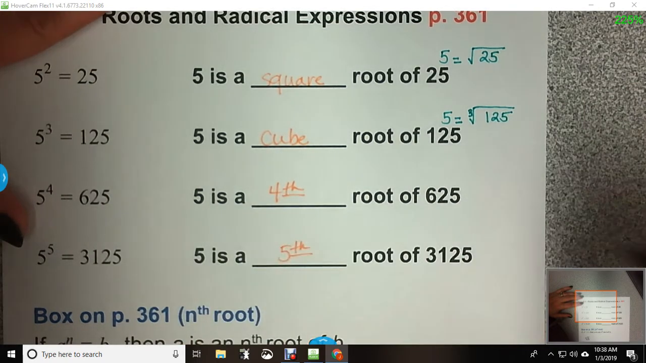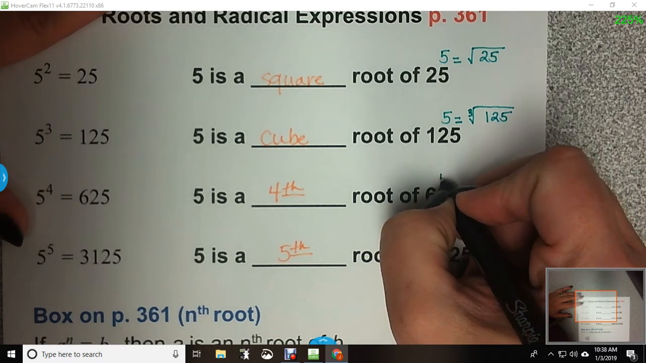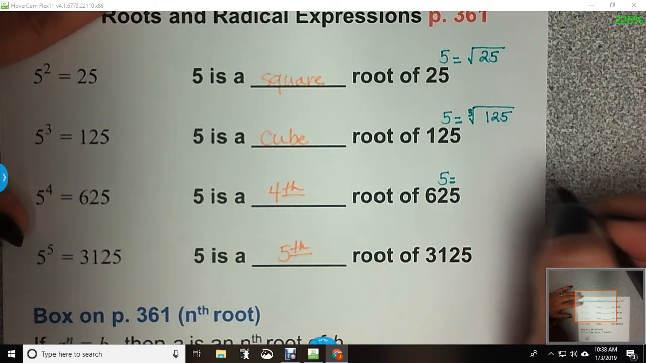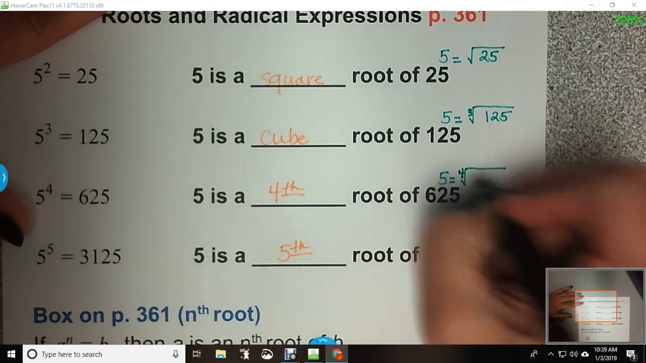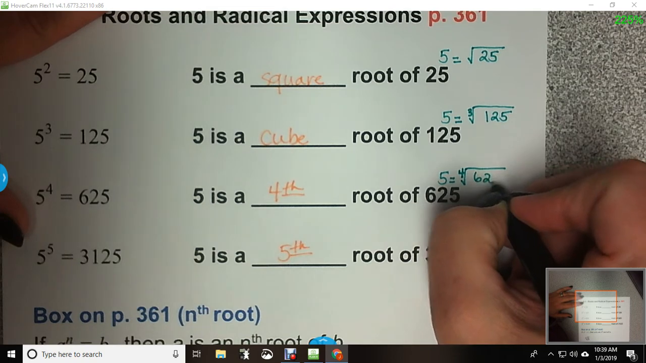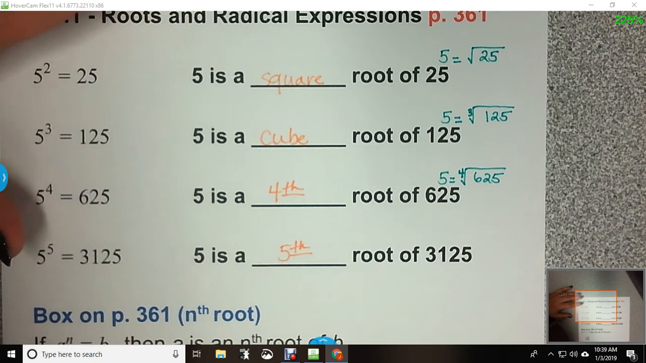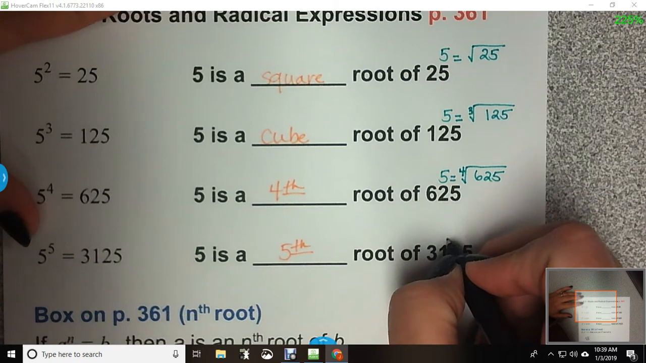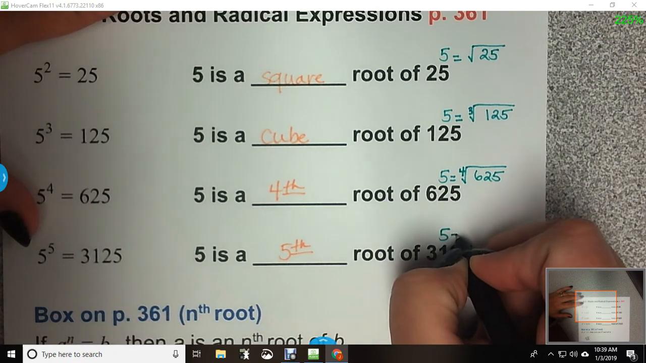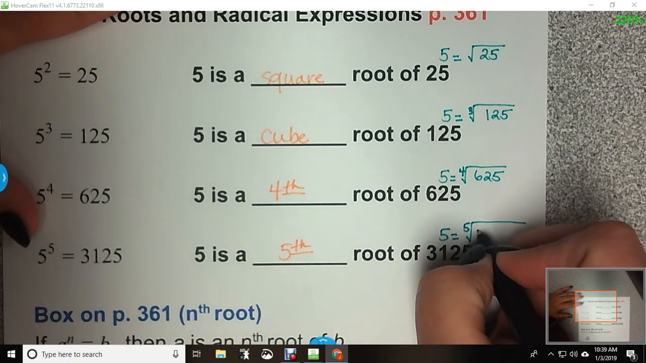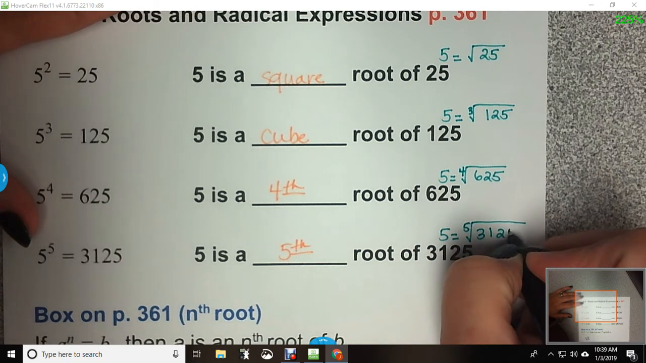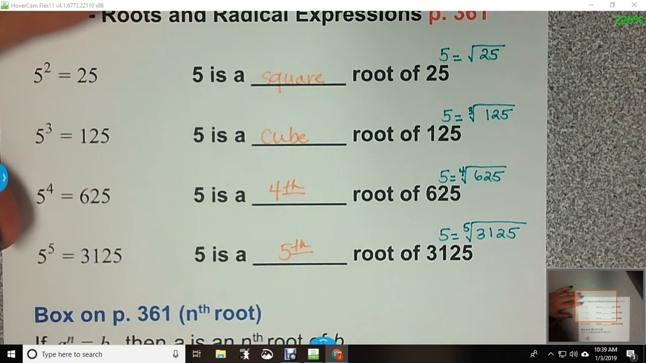Next, 5 is a 4th root of 625. So 5 equals once again, and now I have to do a 4th root, and my radicand is 625. And then for this last one, 5 is a 5th root of 3,125. Okay, just so you get used to seeing it written in radical form.